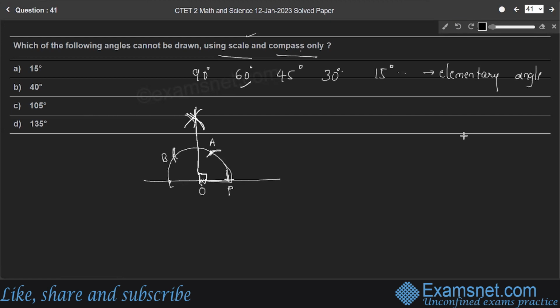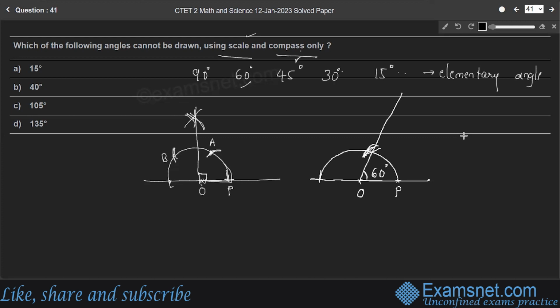You can draw a 60-degree angle also. For that, we draw a straight line, and with O as center and some radius, we draw a semicircle or an arc. With the same radius and P as center, draw an arc which cuts the previous arc somewhere here. From O to the point of intersection of the two arcs, draw a straight line. This gives you a 60-degree angle.